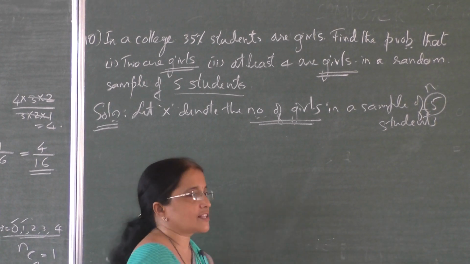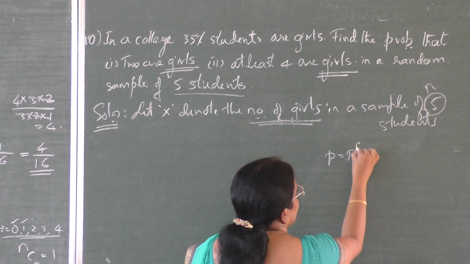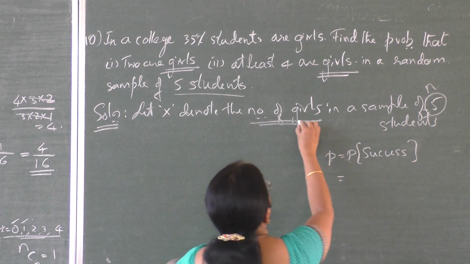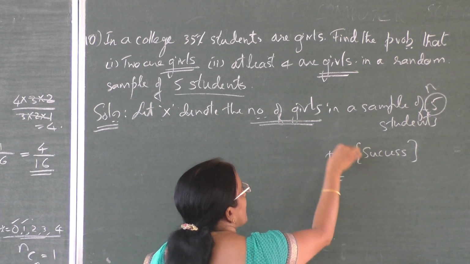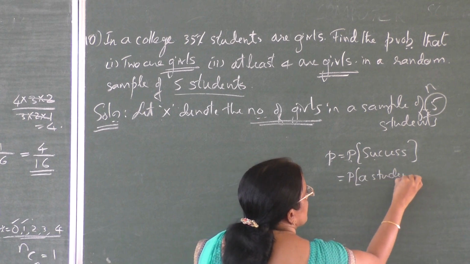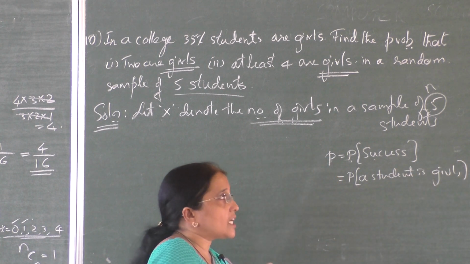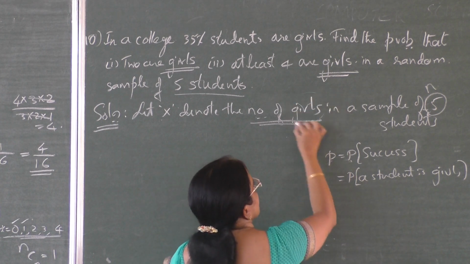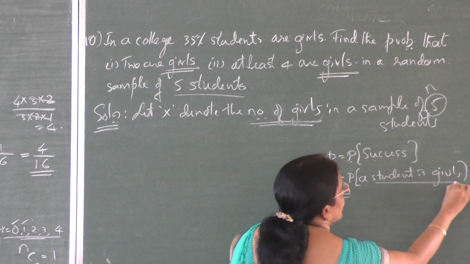So how to find this? What is success here? So p equal to probability of success, which is equal to, what is success? What we defined as x, that is called success. So here probability of success is nothing but a student is a girl. That is, getting a girl in that sample is called a success. This is how to identify the success. What is the probability that a student is a girl?